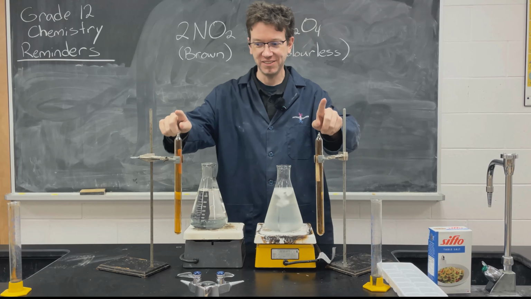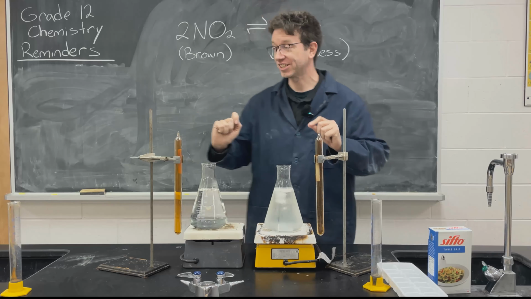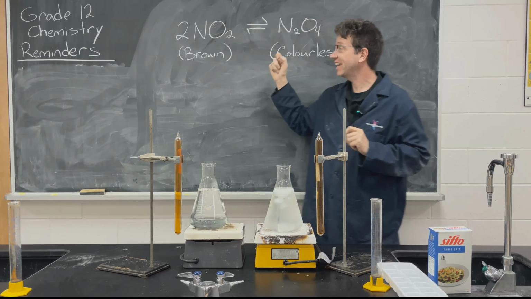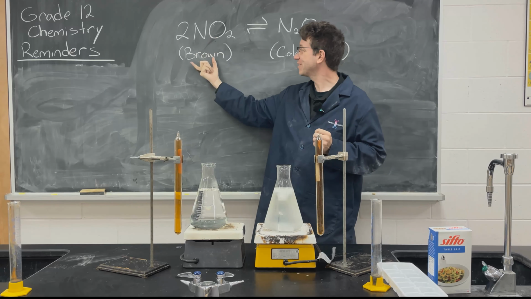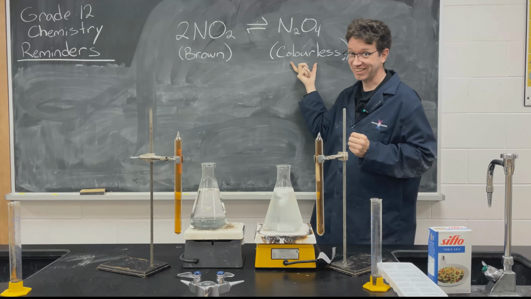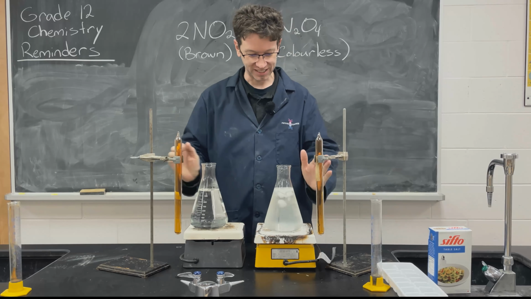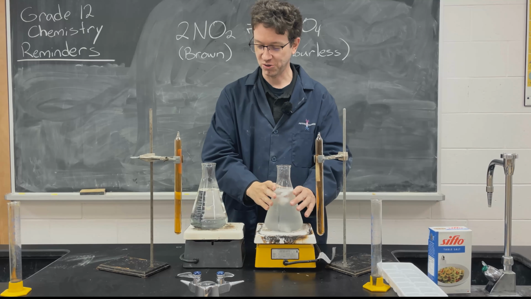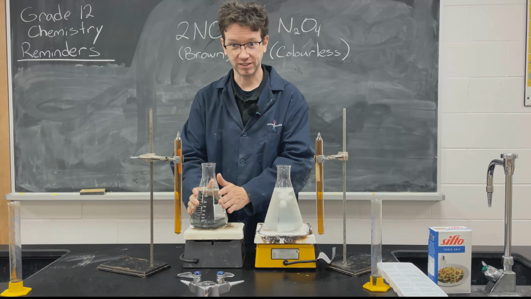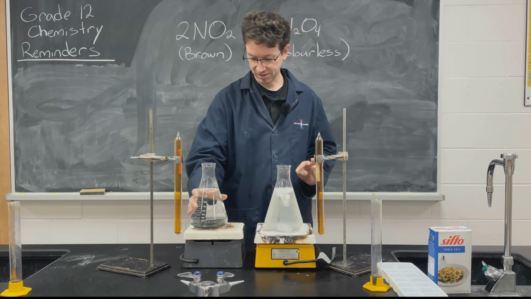And inside each of these tubes, we have an equilibrium reaction of nitrogen dioxide and dinitrogen tetroxide. Right? This one is brown and this one is colorless. Now I'm going to show you two situations. Here I have ice water with salt to make it extra cold. And here I have heated water, not to boiling, but it's gotten quite warm.